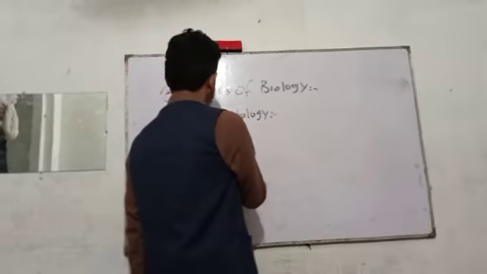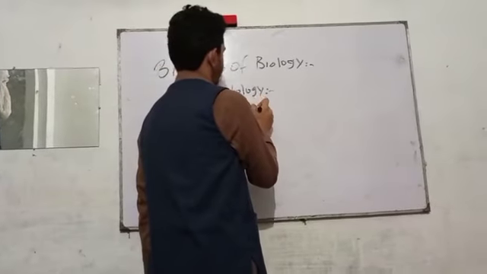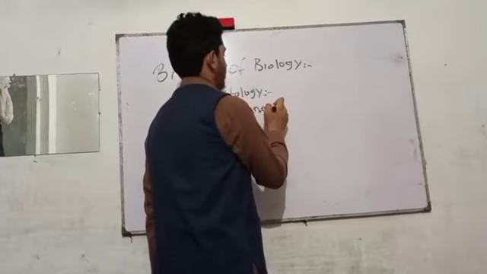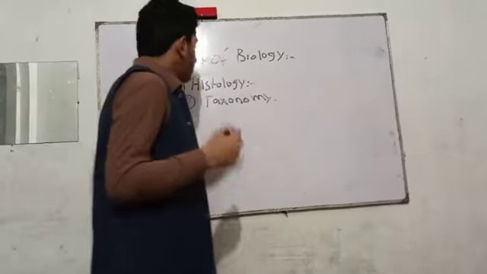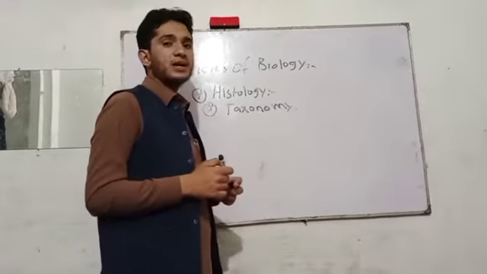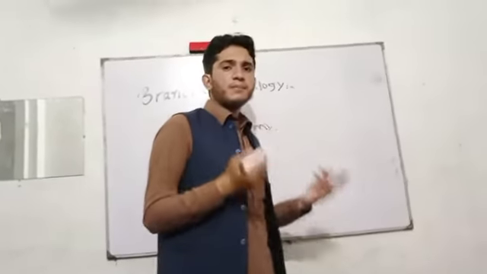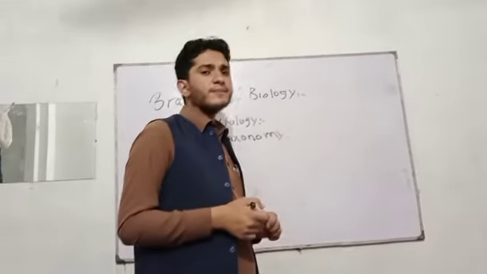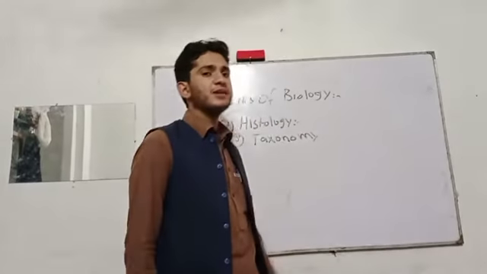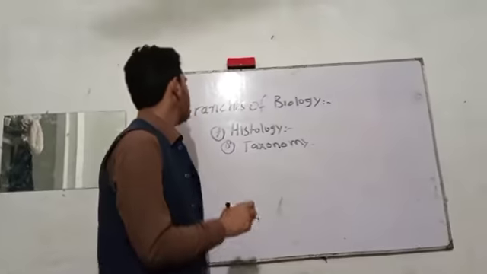Number 8 branch is taxonomy. The branch of biology which deals with the study of classification and naming is called taxonomy. What is classification? The arrangement of living organisms into groups and subgroups on the basis of similarities and differences is called classification. Here we study classification in detail.